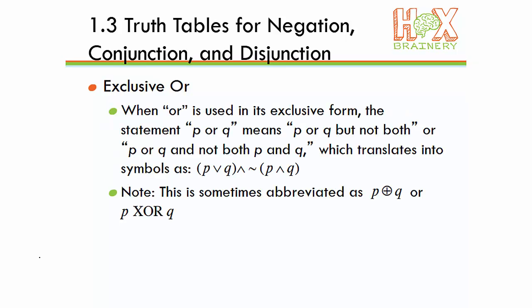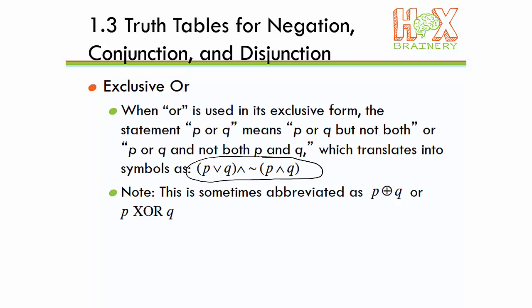The exclusive OR. So far the OR we've been working with is the inclusive OR, one or the other or both, right? So it's P or Q or both P and Q. When we use OR in its exclusive form, the statement P or Q means P or Q but not both, or you can think of it as P or Q and not both P and Q, which translates into this symbolic form here. So it looks kind of messy, but that is the exclusive OR. That is one or the other, but not both.